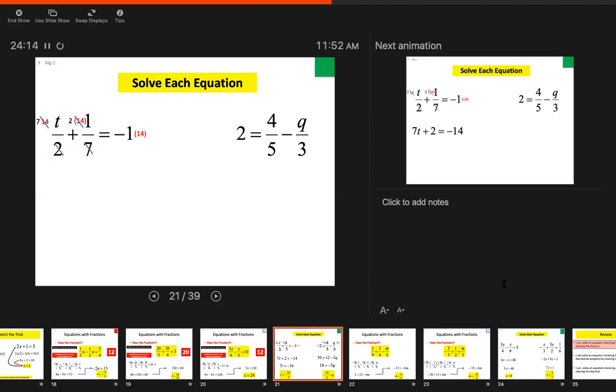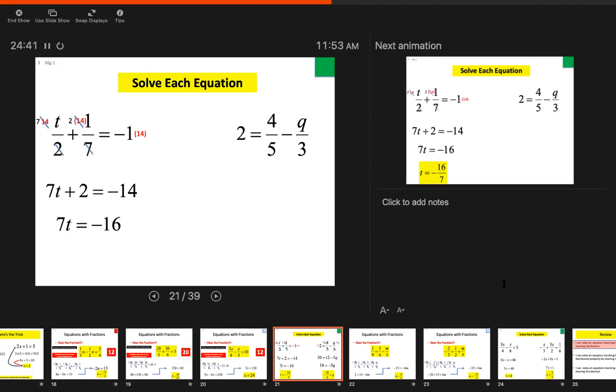So you got 7t plus 2 times 1, 2, minus, we're just minus 14. Hey, look at that friendly thing. Hey, we could solve that really easy. What do we do first? Subtract 2 from both sides, we get negative 16. I skipped the step where I wrote minus 2, minus 2.